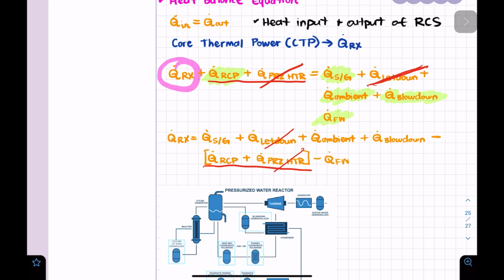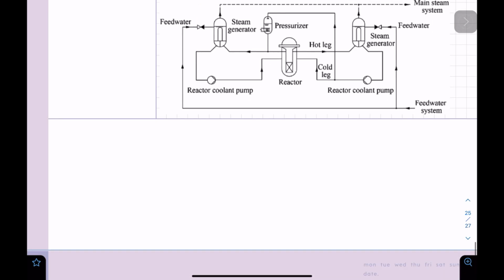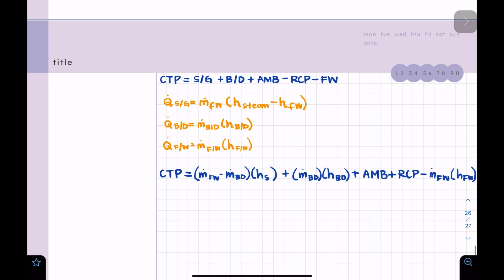So I'm going to rearrange this. I'm going to end up with the rate of heat transfer from the reactor equal to the one from the steam generator, the one from ambient plus the blowdown, minus the one from the RCP, minus the feed water. Okay, makes sense. There are so many Q's and so many letters, and it's confusing for me. So I know my core thermal power is going to be equal to the heat from the steam generator, my blowdown, my ambient, minus my RCP, and minus my feed water.